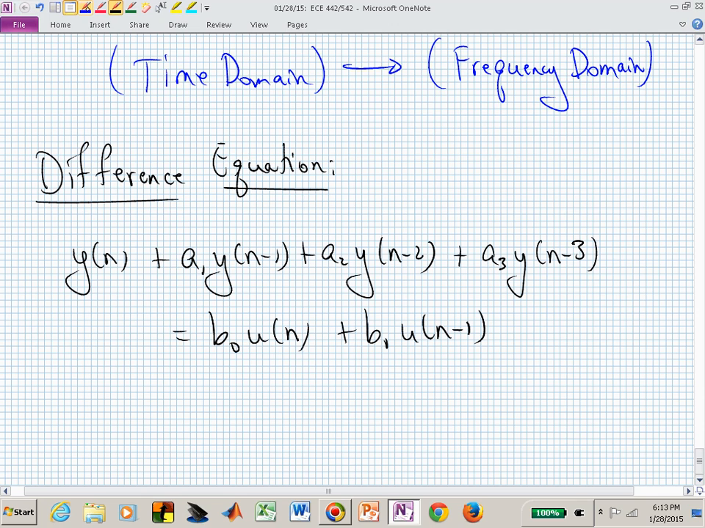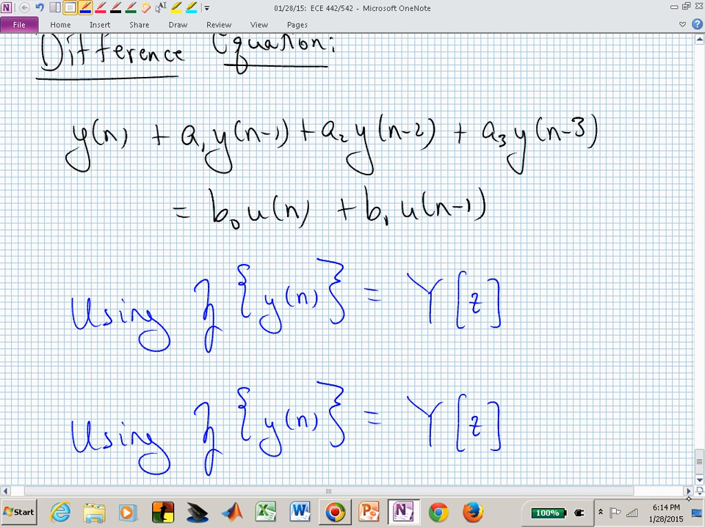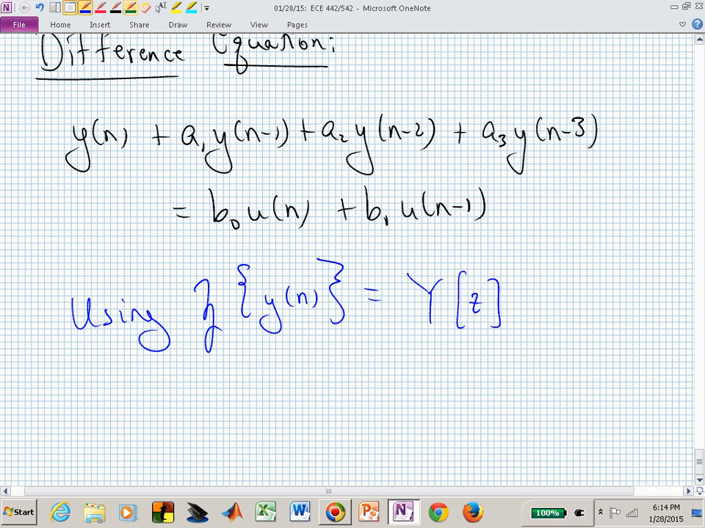The notation that we will use is, let's go ahead and say we're going to be using that the z transform of the time domain signal, little y of n, we will represent as capital Y of z. That's like the Laplace transform. Instead of this script L, now we're using a script Z for converting time domain into the frequency domain.